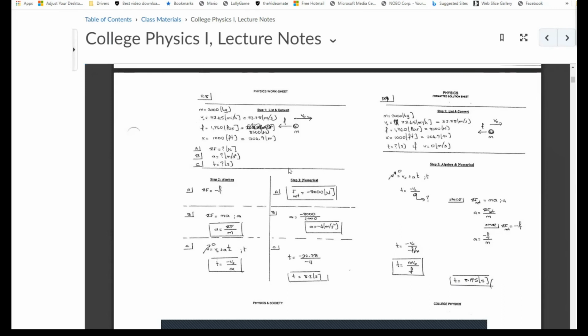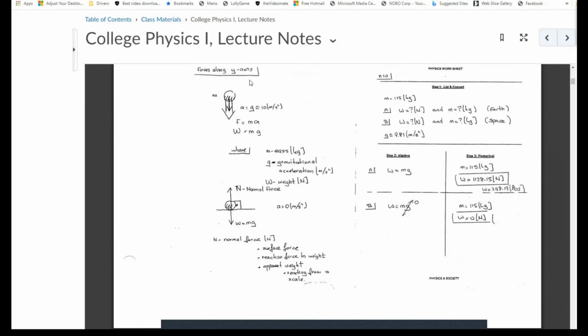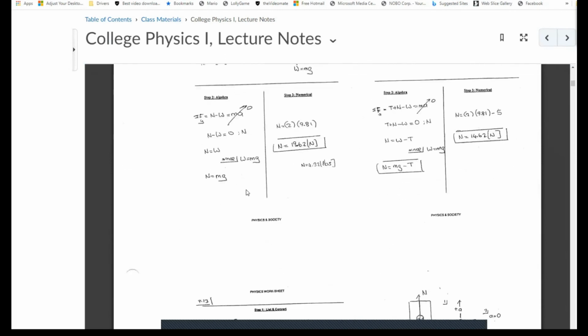So for college physics students, just focus on this. For university physics students, this is the stuff to focus on, except I want you to redo this problem for X instead of T, either way. So the forces in the Y direction, we got a bunch of examples here.